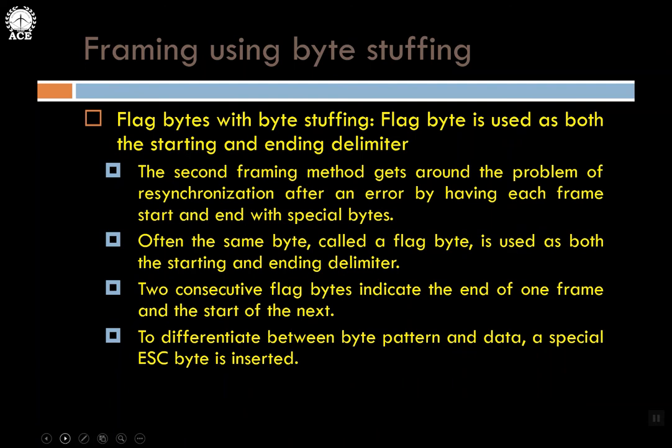Now what is the second approach? The second approach is called byte stuffing. What is byte stuffing? Let's read the algorithm, then I will explain by means of an example. Please follow. Flag bytes with byte stuffing. That means we are going to use one special byte, one special character called flag. There are many special characters available in every encoding technique. So one special character by name flag is taken, and that is used as the starting and ending delimiter.